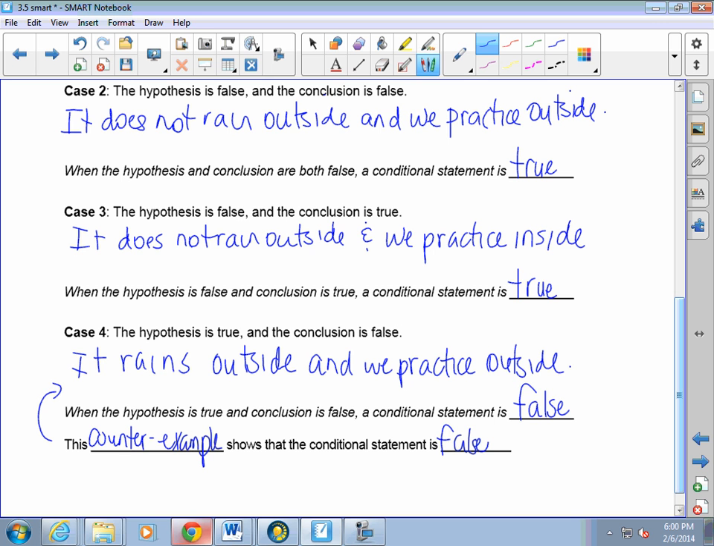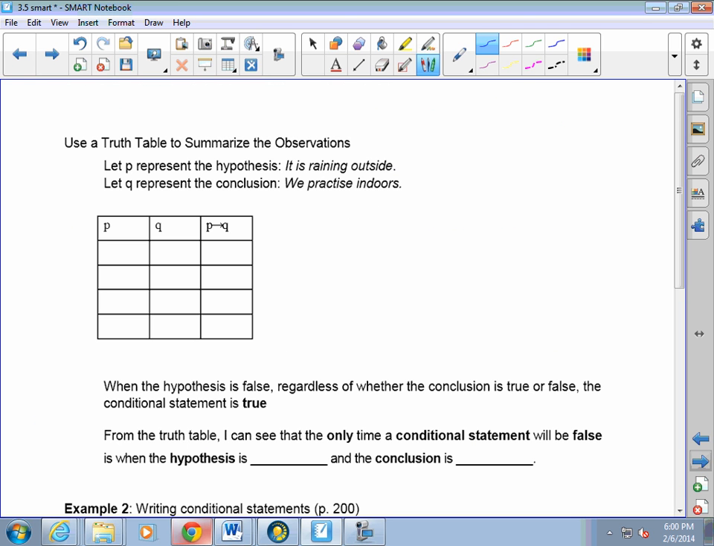Okay, so that's basically using some of the definitions on that first page. When you're making a conditional statement and switching your hypothesis and conclusion, you do the 4 possible examples that you can. So this says use a truth table to summarize the observation. Let P represent the hypothesis: it is raining outside. Let Q represent the conclusion: we practice indoors.